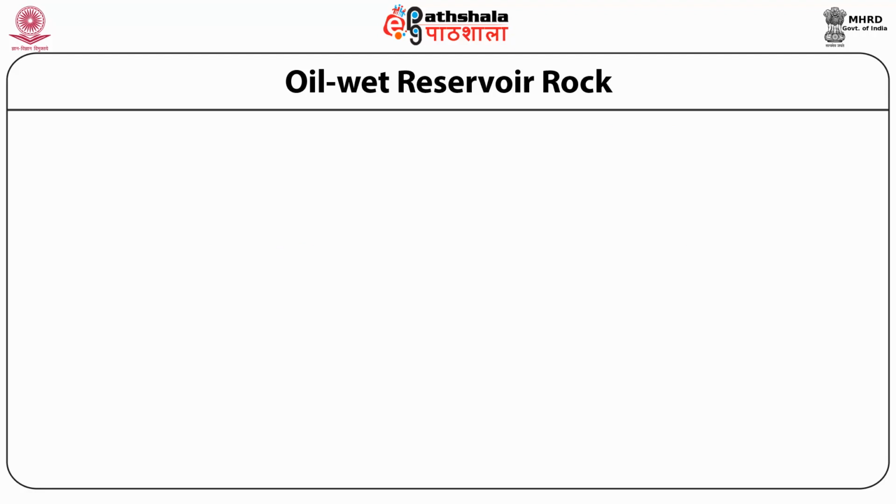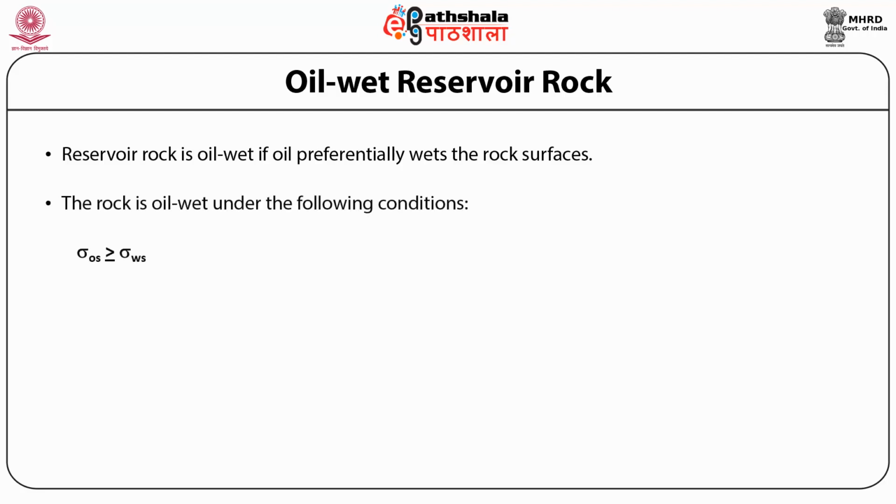Let us discuss oil wet reservoir rock. Reservoir rock is said to be oil wet if oil preferentially wets the rock surface. This happens only when sigma OS is greater than or equal to sigma WS. Or we can say that the adhesion tension must be positive.